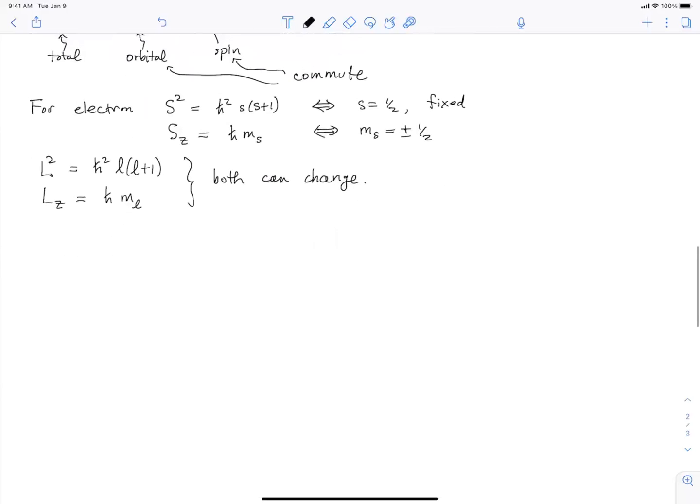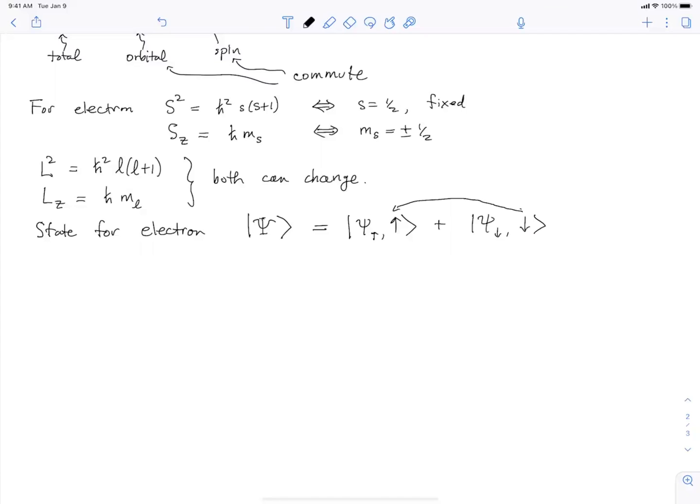So now, if we're going to talk about the state for an electron, we can write it in the following way. State for electron. I'm going to write here a ket for a capital psi, representing the state of the electron. And I can split it into two parts. There's a part that describes if m sub s is plus 1/2, which is often written as up arrow, plus a part that describes if m sub s is minus 1/2, right? So the up arrow and the down arrow are exactly the same thing as the m sub s spin label.